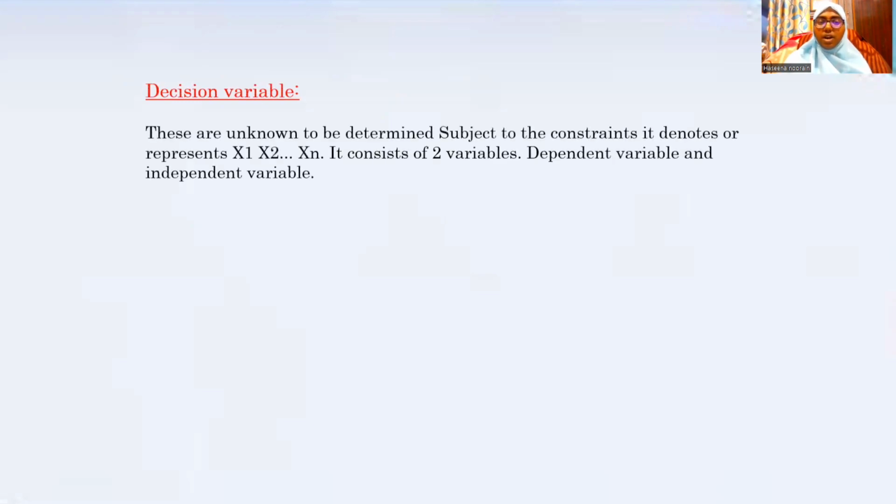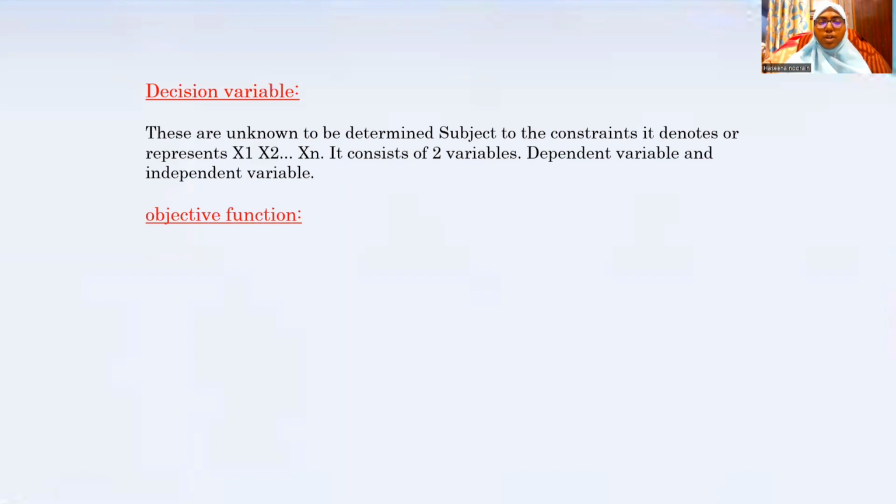Now let us know what is a decision variable. These are the unknowns to be determined, subject to the constraints, which means it represents x1, x2 up to xn, and it consists of two variables. One is a dependent variable, another one is an independent variable.